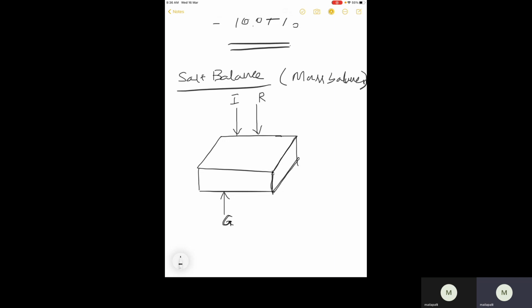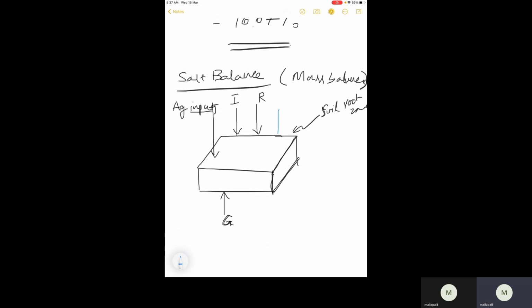So let's assume that this is the soil root zone, right? These are the water inputs. Sometimes you also add agricultural inputs like fertilizer, which also contain salts, right? So this is called ag inputs. And now let's talk about outputs. A different color for outputs.